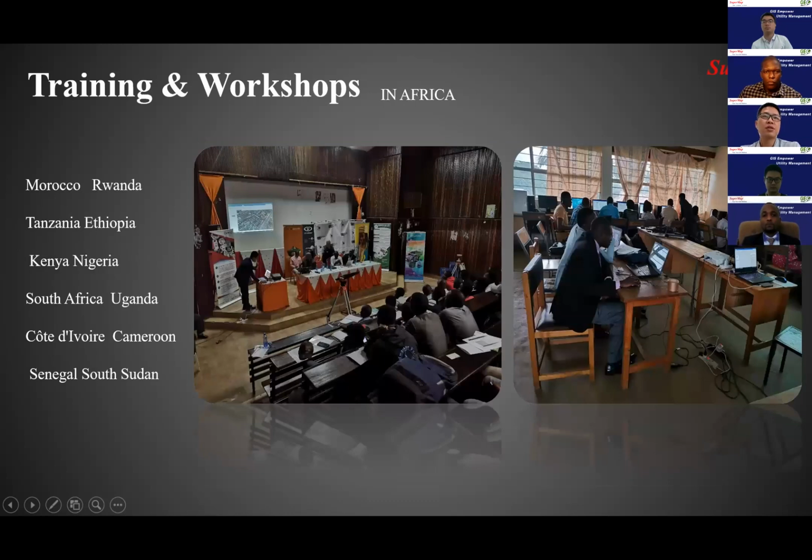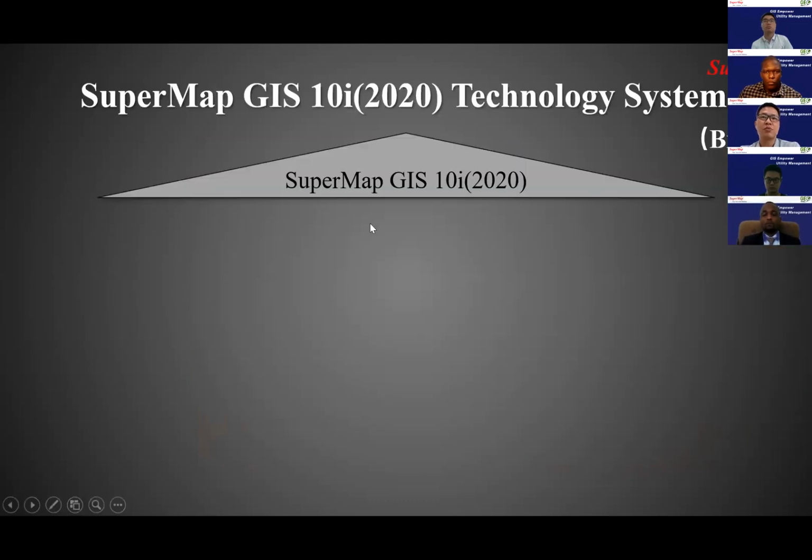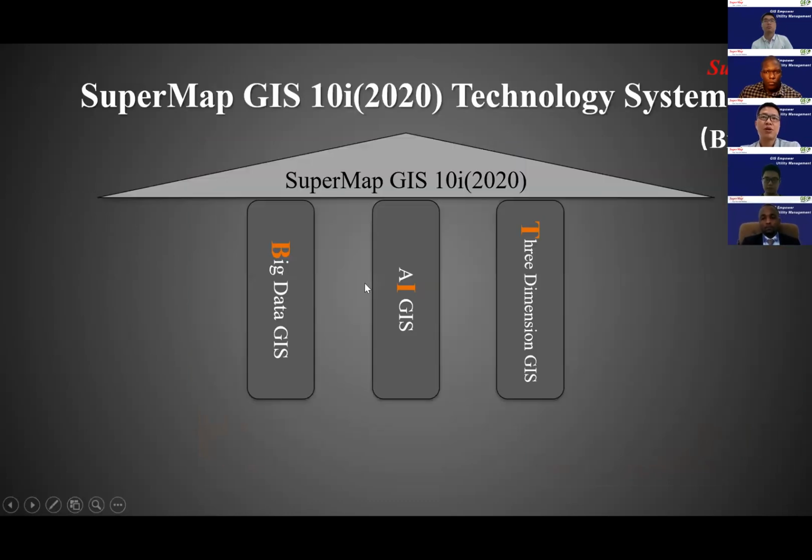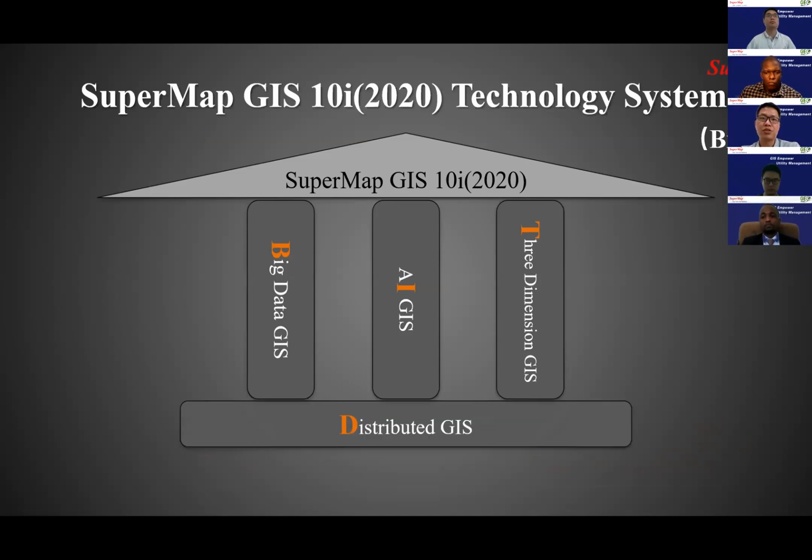So if you take a look at the technology system of SuperMap, big data GIS, AI GIS, and 3-dimension GIS are the 3 pillars of the SuperMap technology system. And it is based on distributed GIS and also cross-platform GIS. Together, we summarize it as BIT-DC.